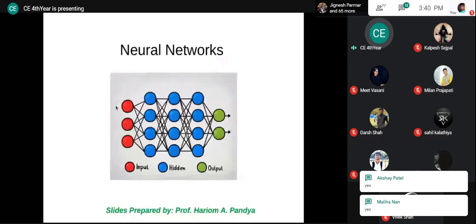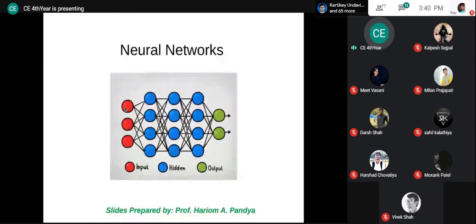Okay, so if you just focus on this first red neuron, and if you see the connection, this red neuron is connected with all four neurons, that is all four blue neurons of the hidden layer, and so on for the others. Sometimes we can also drop the connection. There is one concept referred to as dropout, but we'll not discuss the dropout right now.